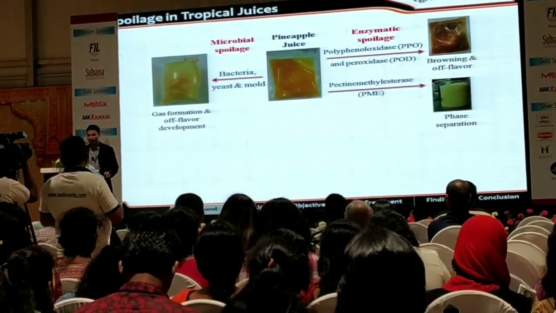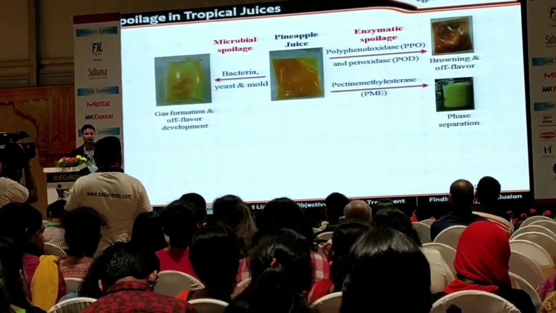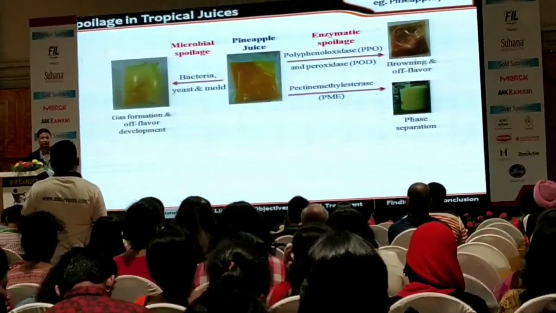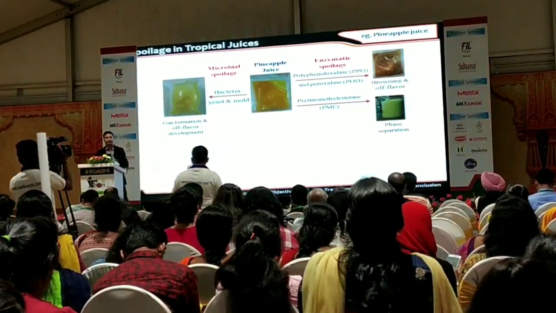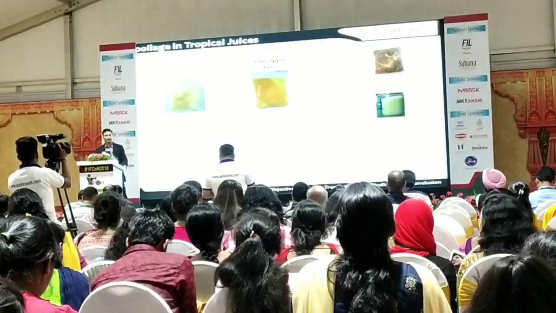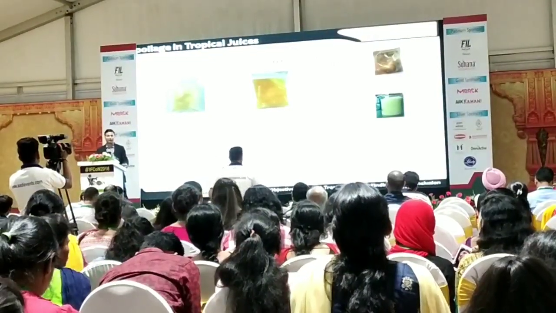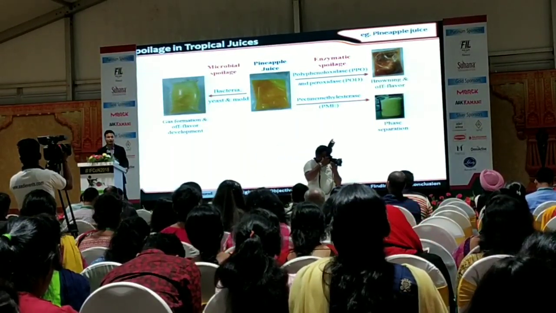If I take the example of tropical fruit juice, let's say this is pineapple juice. Pineapple is one of the most exported as well as the most produced tropical fruits across the world. The major spoilage occurring in this pineapple juice may be from microbial spoilage or from enzymatic spoilage.